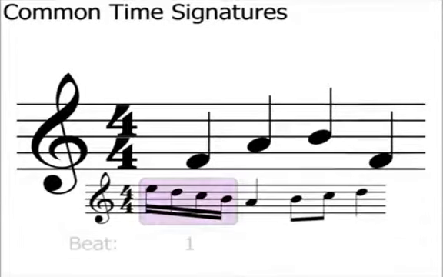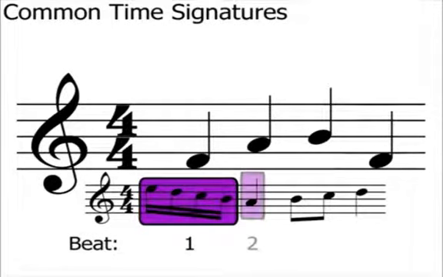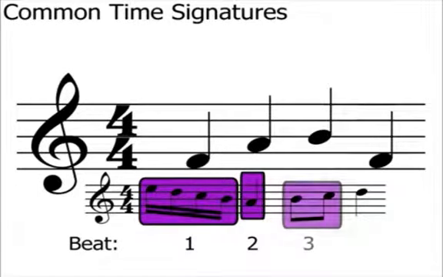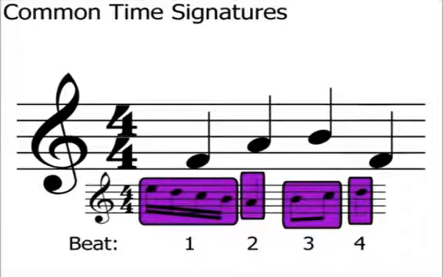The 4 semiquavers equal beat 1. This crotchet is beat 2. The 2 quavers equal 1 beat. And the final crotchet equals 1 beat. So there are 4 beats in this bar.